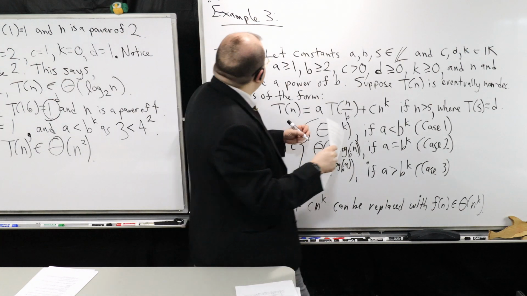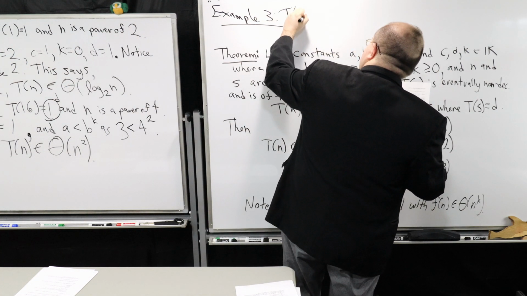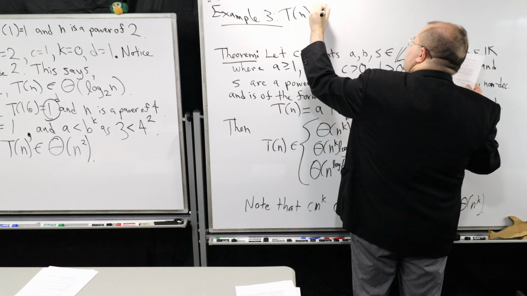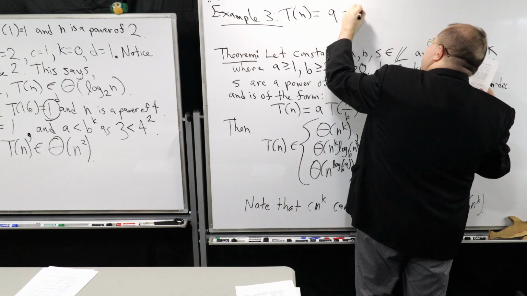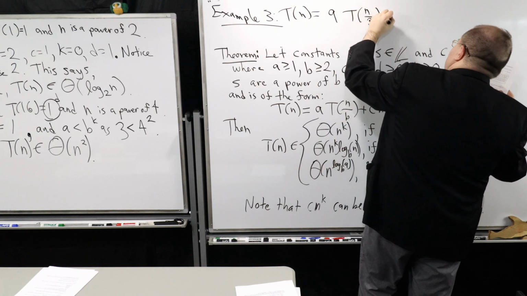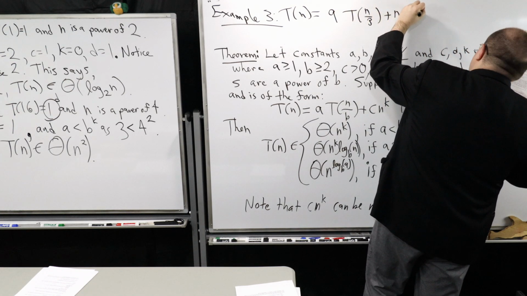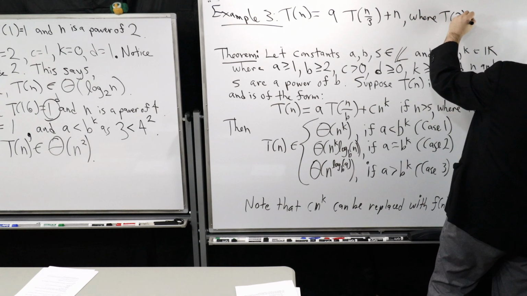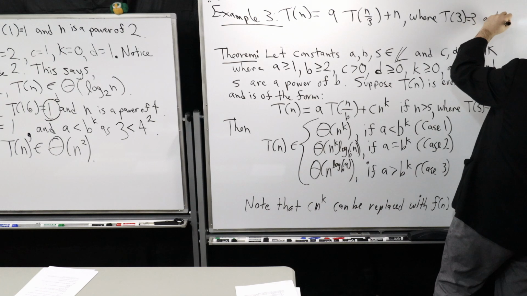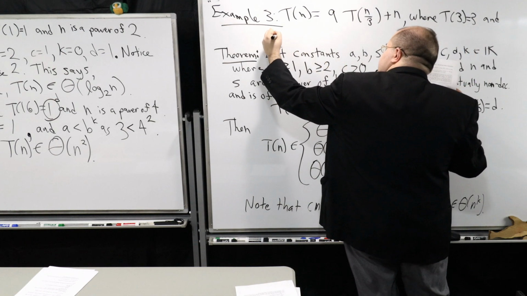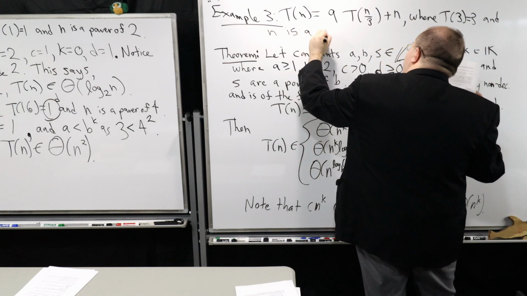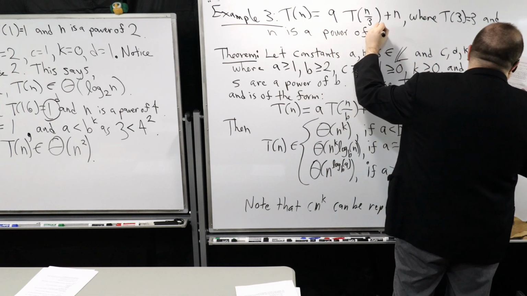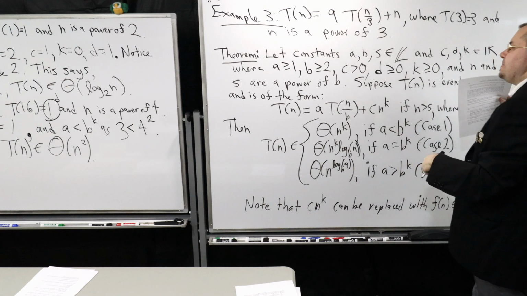So let's consider when we have T(n) is 9 times T of n over 3 plus n, where T of 3 is equal to 3, and n is a power of 3.